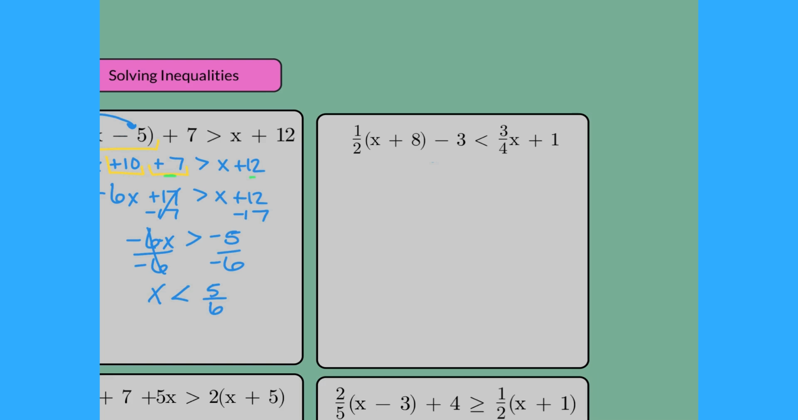Next one. Again, I want to do distributive property first. I'm going to do this distributive property first. 1/2 times x is 1/2 x. And 1/2 times 8 is 4. And I'm going to keep everything else the same. I haven't touched anything else yet.